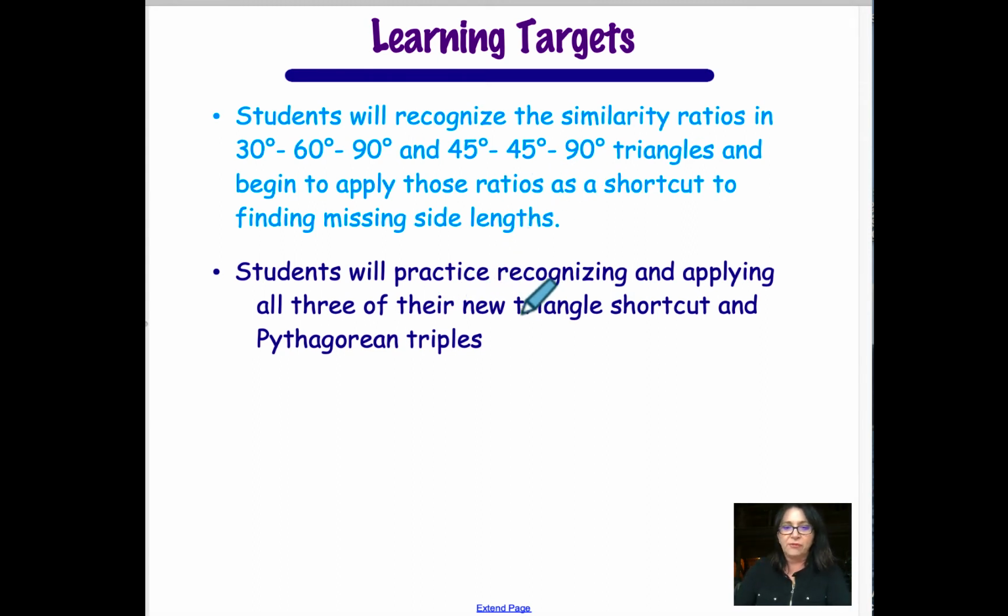So today's learning targets, we're going to talk about similarity and ratios of 30, 60, 90 right triangles and 45, 45, 90s. Also, students are going to be practicing recognizing and applying shortcuts to the Pythagorean triples.